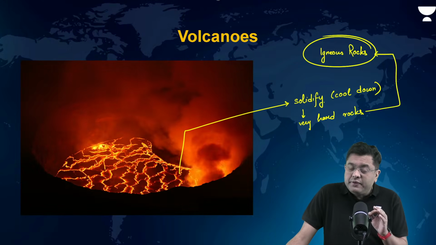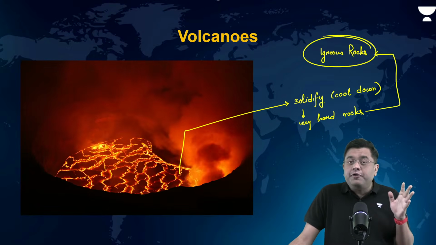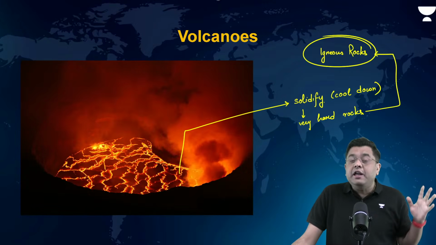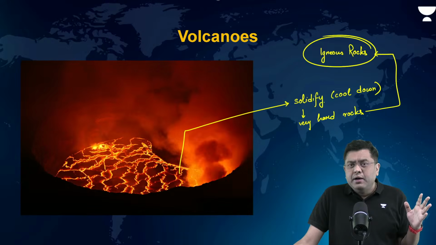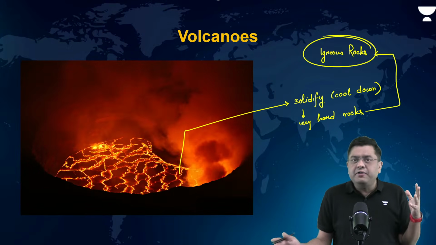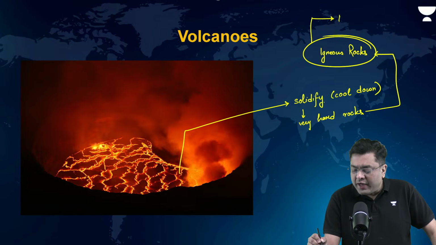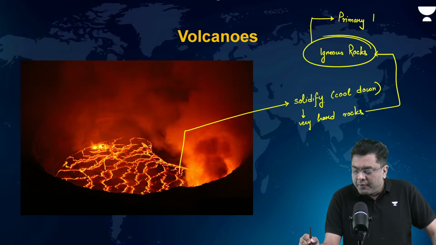So that means, by deduction, igneous rocks are the first kind of rocks that you will witness anywhere across the planet. Over a period of time, they might have got changed into sedimentary, metamorphic, etc. That is why these are also referred to as your primary rock systems. Primary rocks.